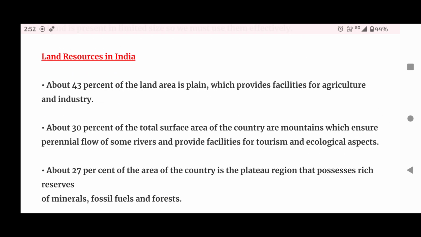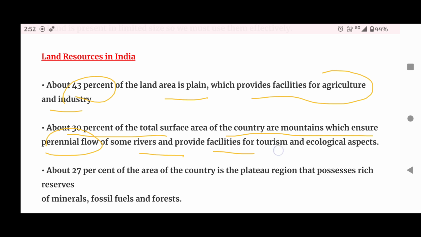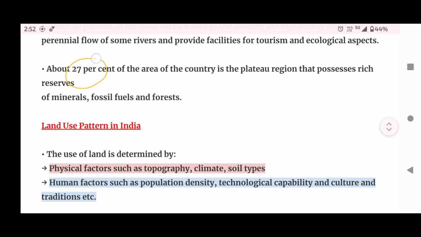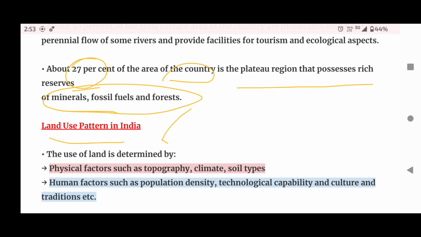Land resources in India. About 43% of land area is plain, which provides facilities for agriculture and industries. About 30% of the total surface area of the country is mountains, which ensure perennial flow of some rivers and provide facilities for tourism and ecological aspects. About 27% of the area of the country is the plateau region that possesses rich reserves of mineral, fossil fuels, and forest.